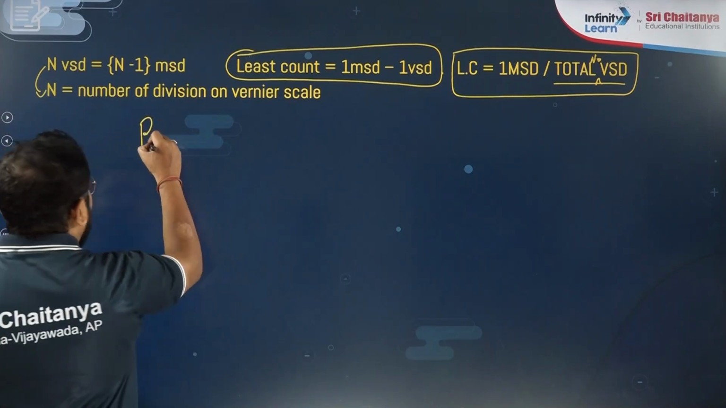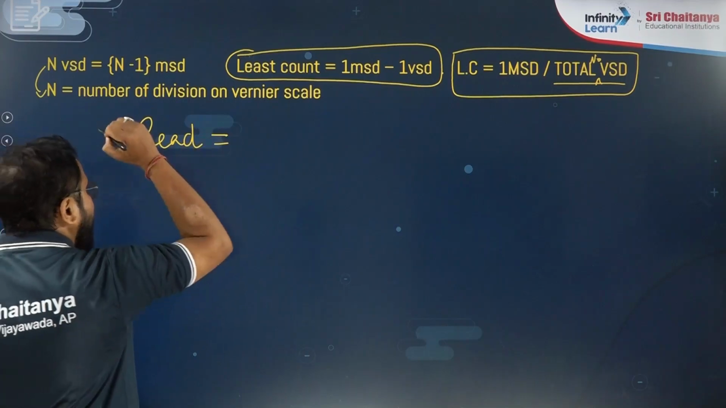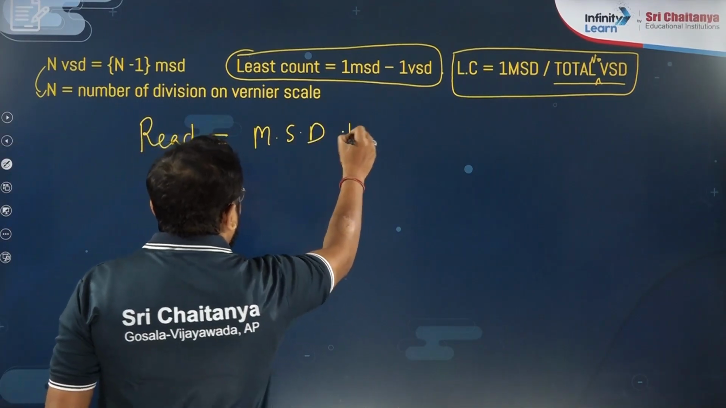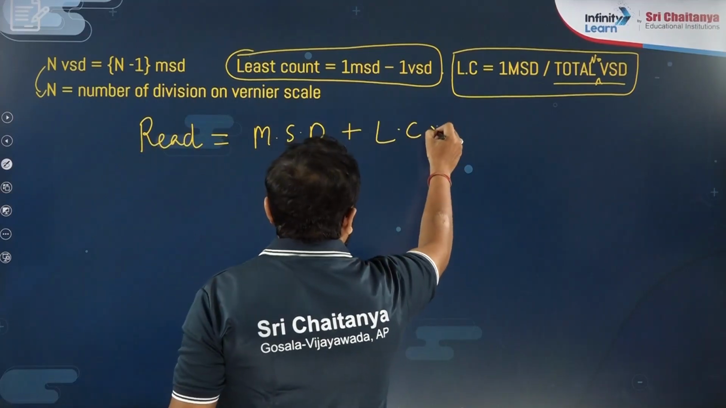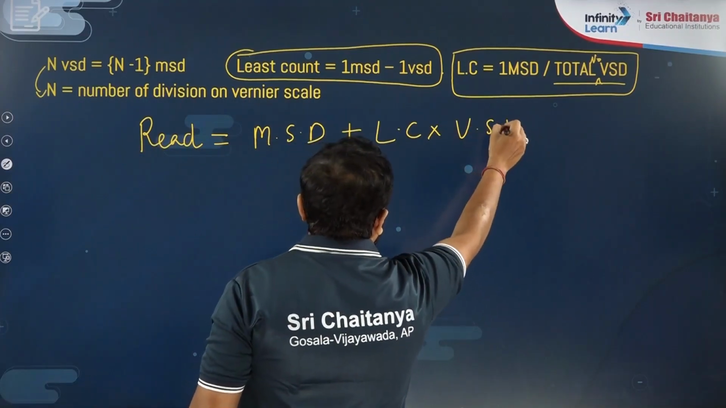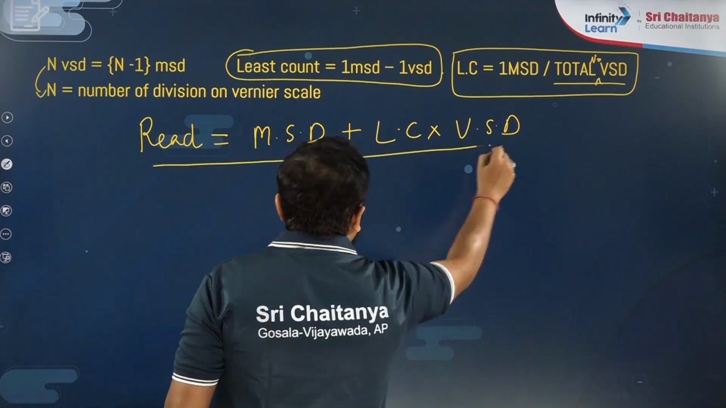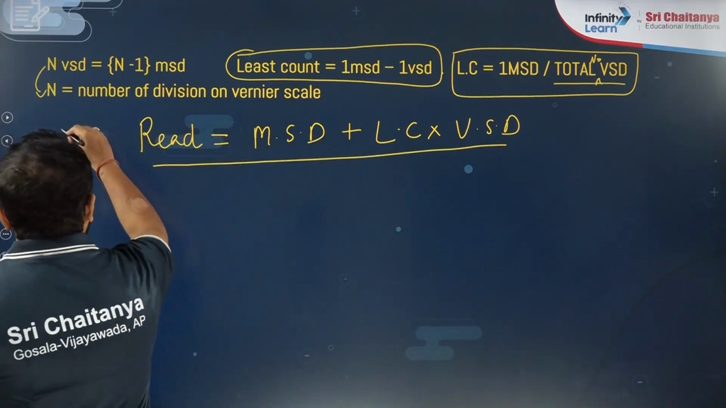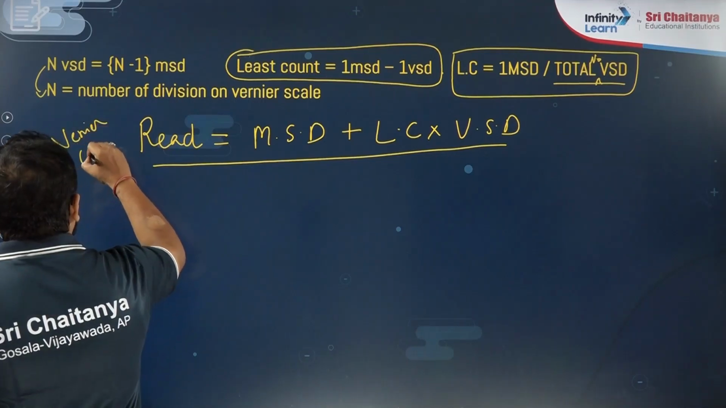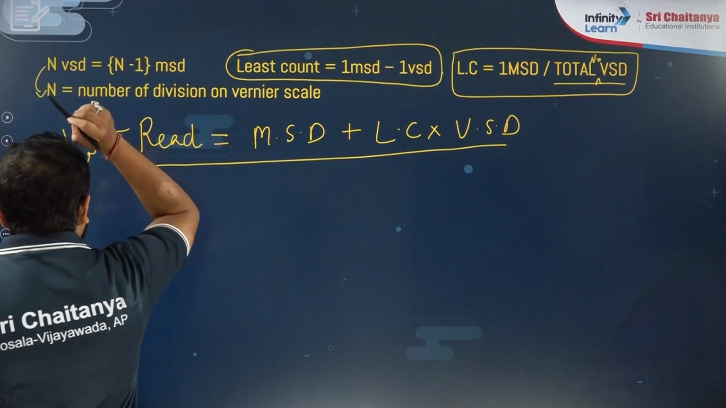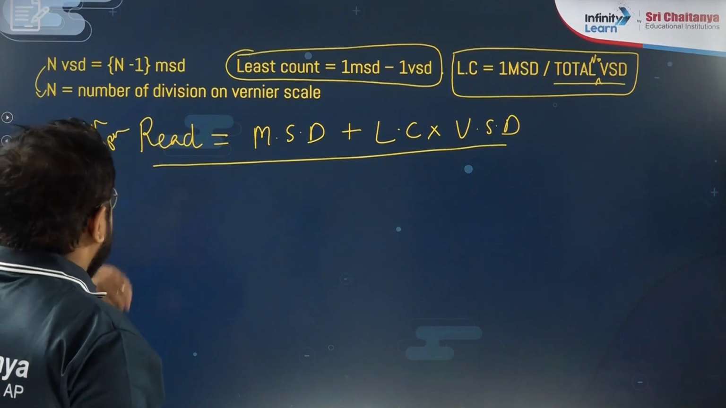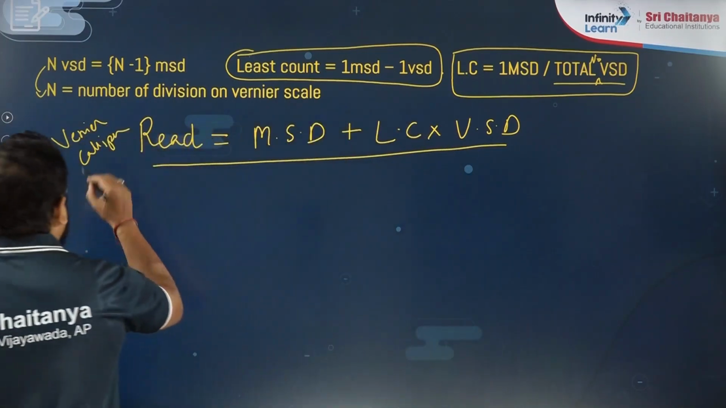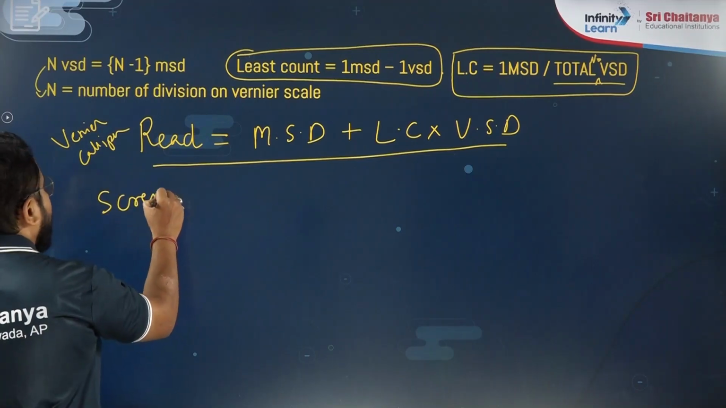How do we find the reading? What is the reading formula? The reading formula will be main scale division plus least count multiplied by the number of vernier scale divisions. This will be the value for the reading. This is for the vernier caliper. And number of VSD, what is the VSD? Number of divisions on the vernier scale. And the same for the screw gauge.